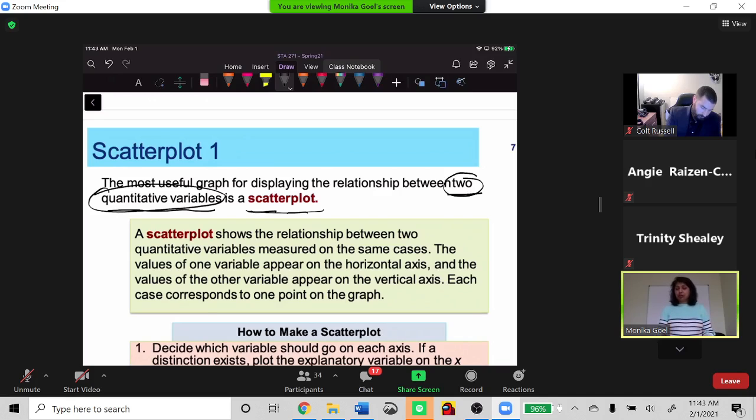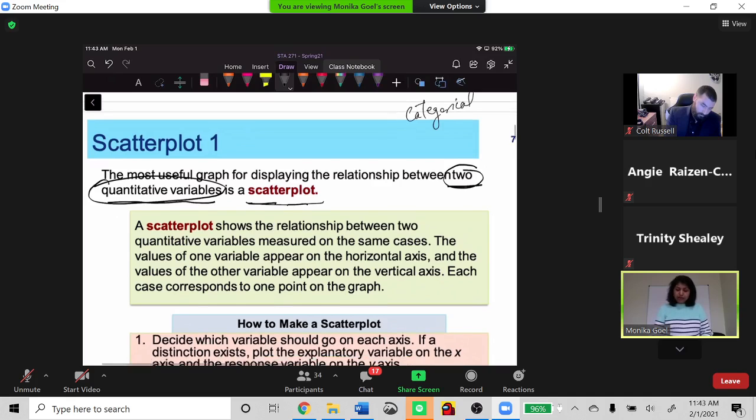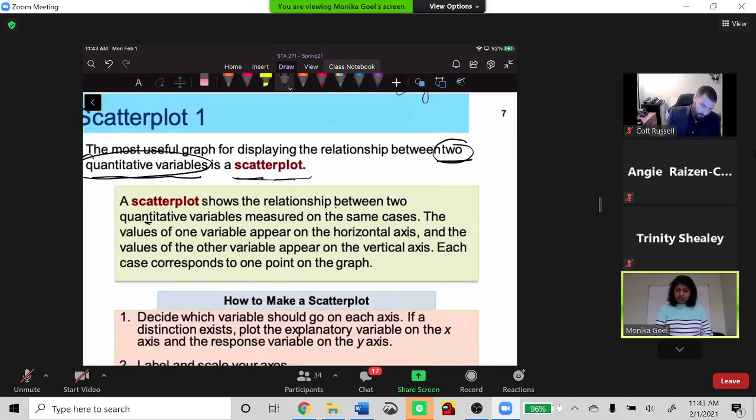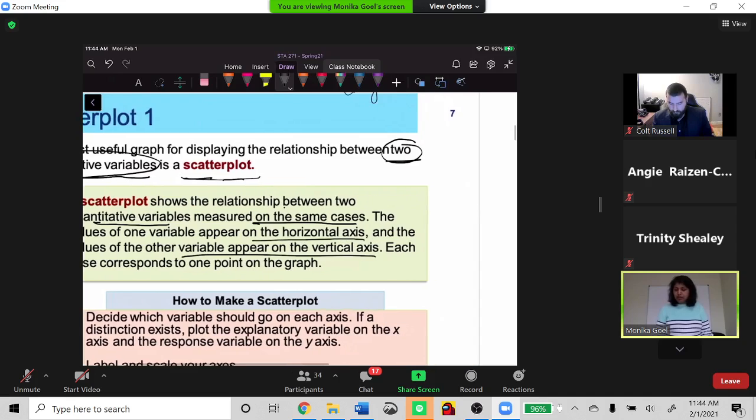And again, we will talk about how good a scatterplot is when we are talking about two categorical variables, and if we cannot make a scatterplot, what can we make, or how should we find the relationship between two categorical variables. So a scatterplot shows the relationship between two quantitative, and you can write numerical, because we work with numbers, right? Numerical variables measured on the same individual. The values of one variable appear on the horizontal axis and the other variable appears on the vertical axis.